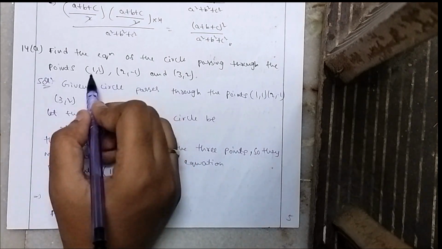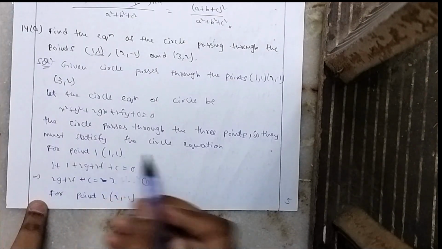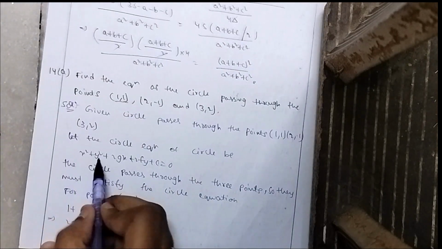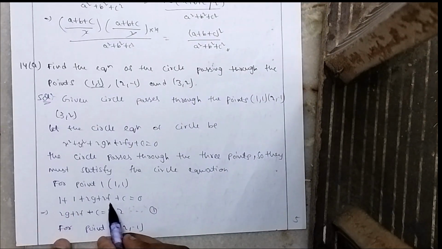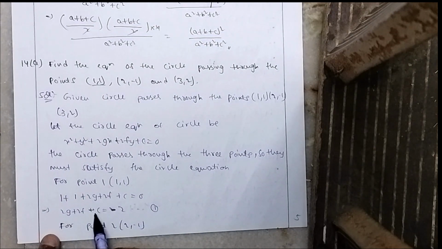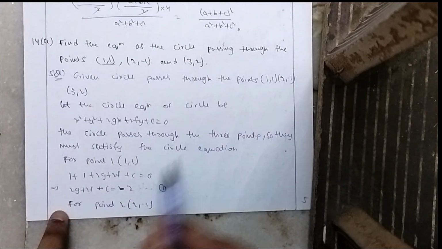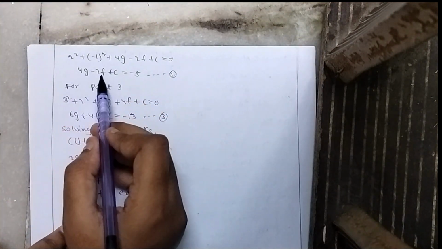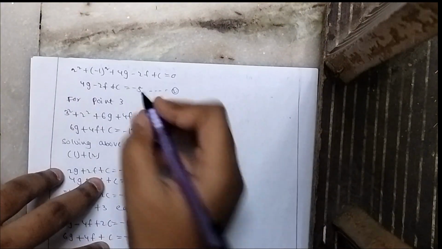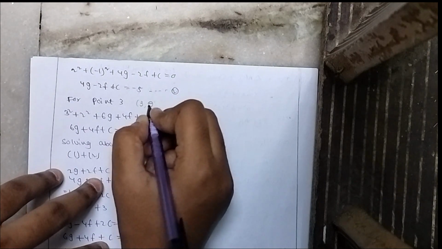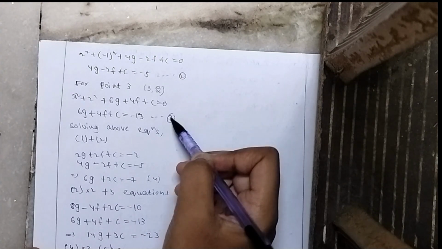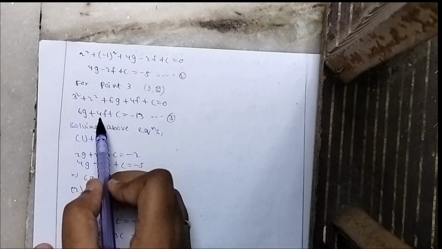So the first point is (1, 1). Substituting 1, 1 in the place of x, y, we get 1 + 1 + 2g + 2f + c = 0, so 2g + 2f + c = -2. This is equation 1. Now substituting the point (2, -1) in the place of x, y, we get the equation 4g - 2f + c = -5. And for the third point (3, 2), substituting 3, 2 in place of x, y, we get this equation. So by substituting the given 3 points in the circle equation, we get 3 equations.